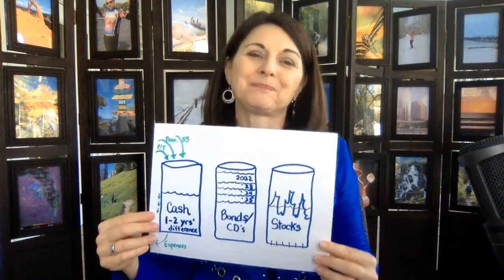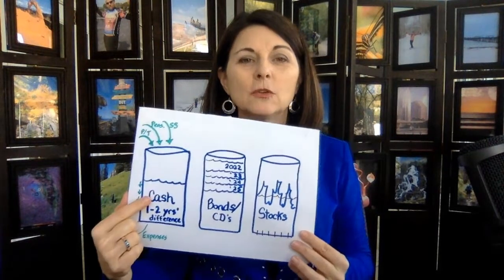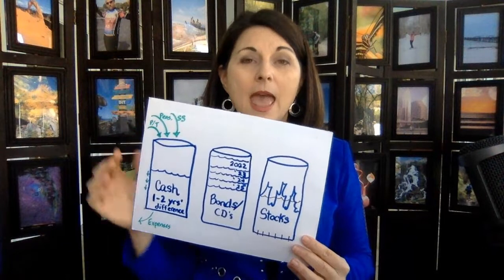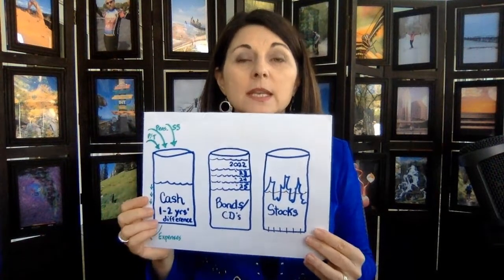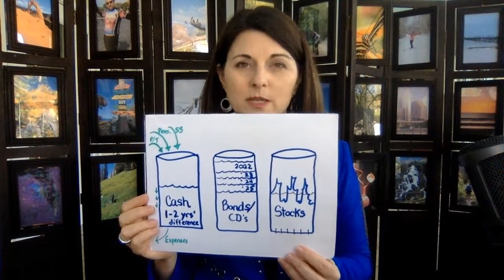I'm not an animator, but I have done my own drawing here. So let's talk about the cash bucket first on this side. So the cash bucket, you can see you have streams of income coming in. And in the beginning of retirement, that might not be Social Security yet. You might not have a pension.